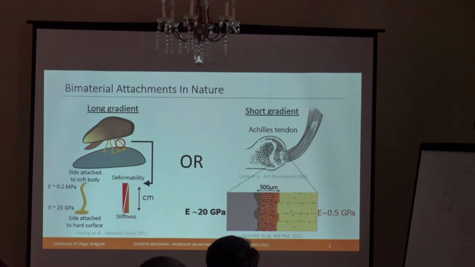Or there are the short gradients, which are represented here by the Achilles tendon. As Davide explained, there is a short transition to link the stiff bone of 20 gigapascal to the soft tendon. It's quite strong and resilient because, as he said, it can handle millions of loading cycles for high load. So in this work, we will focus on those short gradients to try to reproduce them.